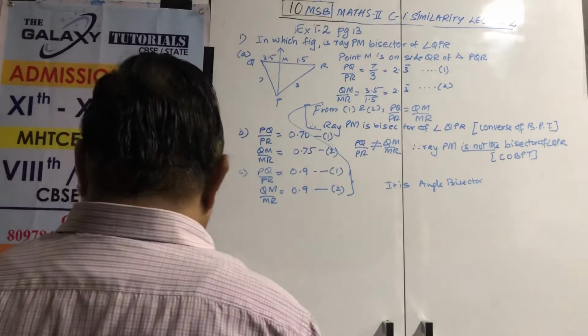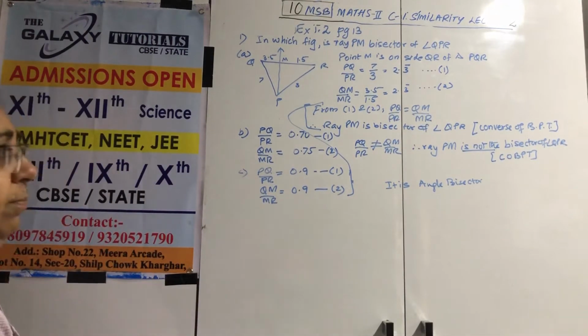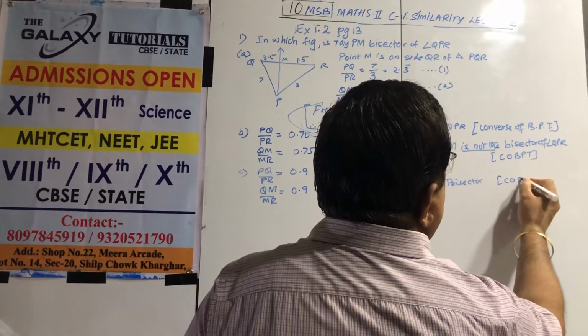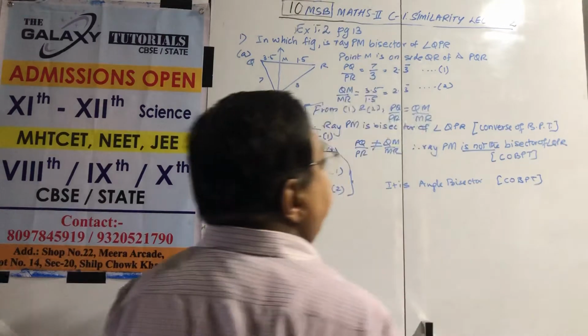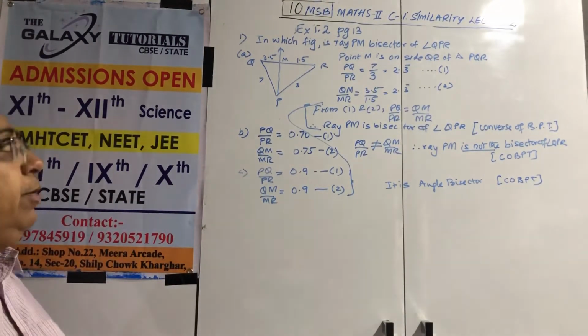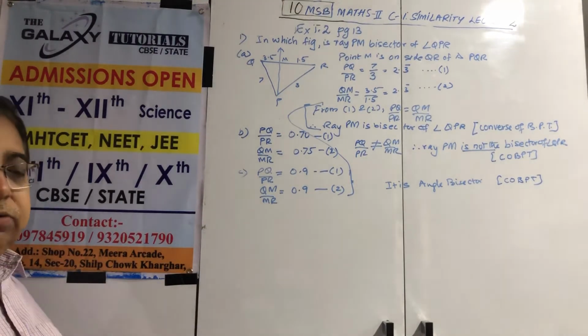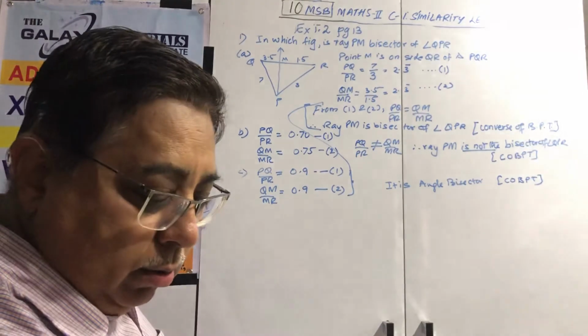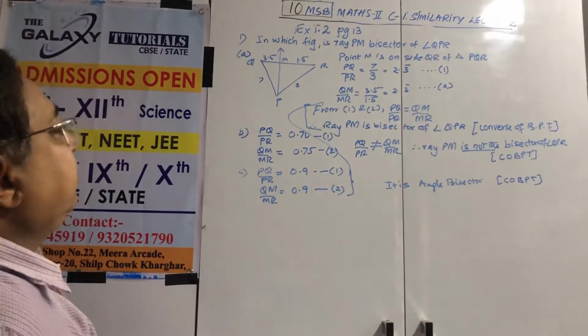So these were the 3 parts in the first sum. And of course, we will be writing the reason: converse of BPT. Never forget the reason, half a mark will go. That is how to do the first sum. So they have made you do it 3 times so that it stays with you and you are able to do it in the exam.